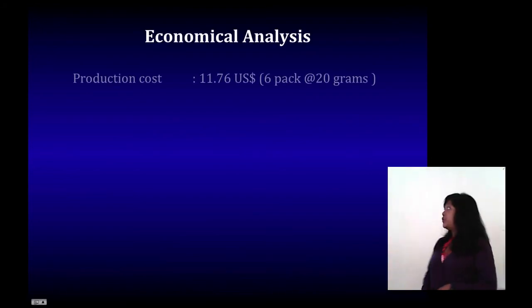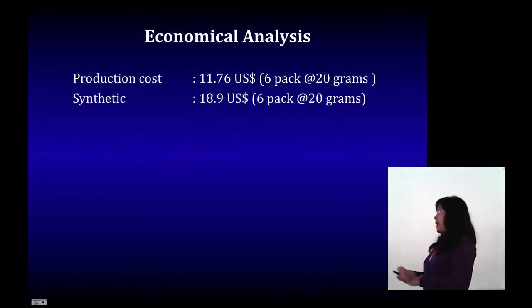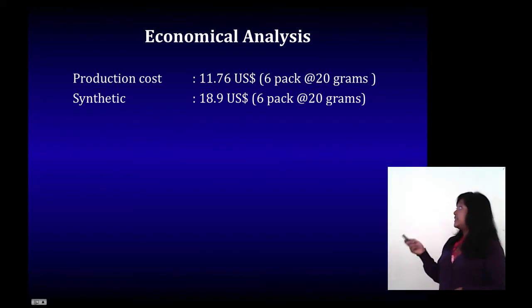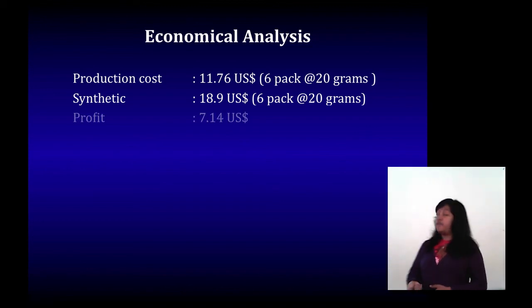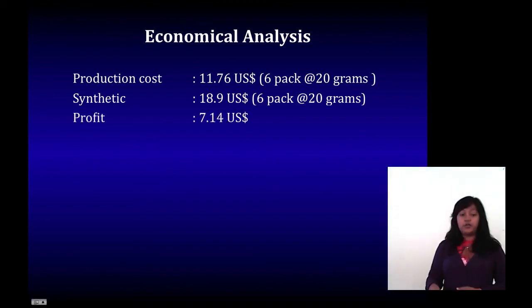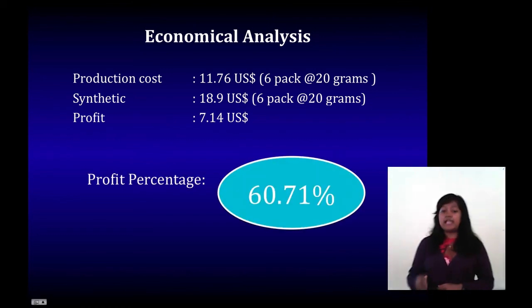So this is the economical analysis. The production cost is about $12 for 6-pack, and the synthetic antifungal with 6-pack is $19, and then we have the profit in about $8. So we have the profit percentage in about 60.71%.